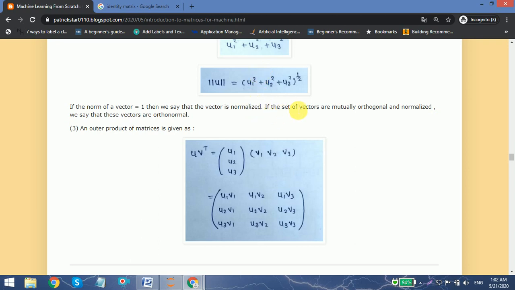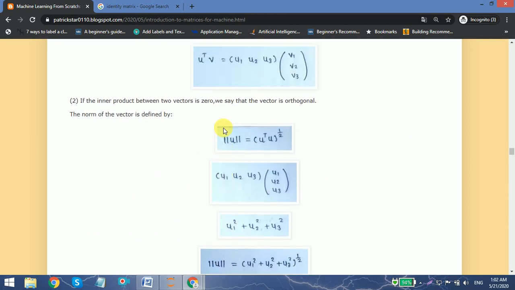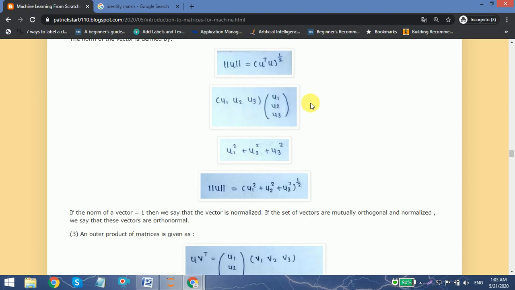And if a set of vectors are mutually orthogonal and normalized, we say that the vectors are orthonormal. Okay, so what is an orthogonal vector? If the inner product between two vectors is 0, then we say that the vectors are orthogonal. And if the norm of a vector is 1, then we say the vector is normalized. And if a set of vectors are mutually orthogonal and normalized, then we say that the vectors are orthonormal.